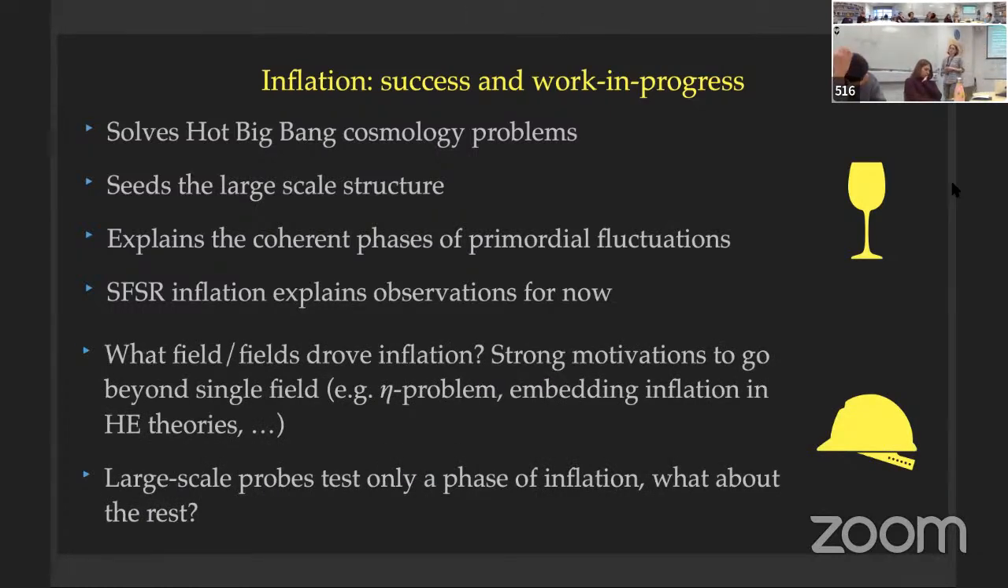So there are strong motivations for which inflation was not a single field phenomenon. Let's say it was multi-field. So we need to understand really what fields drove inflation and possibly go beyond single field inflation. And another thing that I find interesting is really to try to understand what happens on small scales, because with CMB observation, we are really testing a specific region of the inflaton potential, and it would be nice to move away from there and understand what happens in the other 40 epochs of inflation.